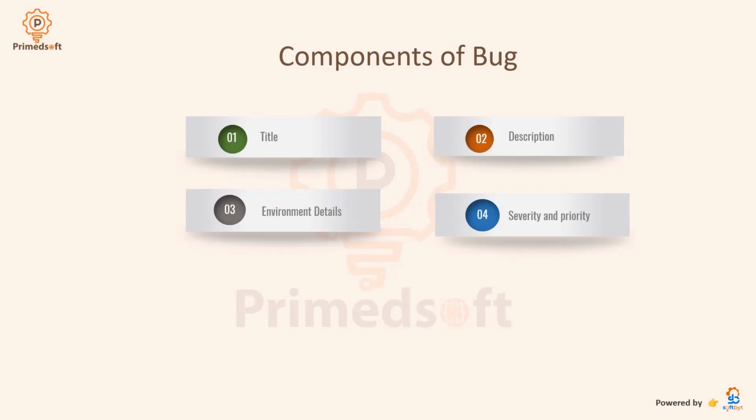Then we have major ones. Major ones are the ones that could affect the business, right? When the severity is major, it could affect the business, and it needs to be fixed. Then we have critical. These are the important ones. As soon as the severity of that bug is critical, it needs to be fixed.